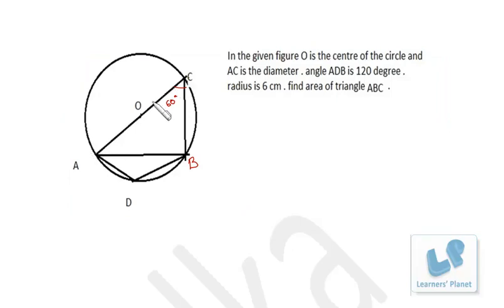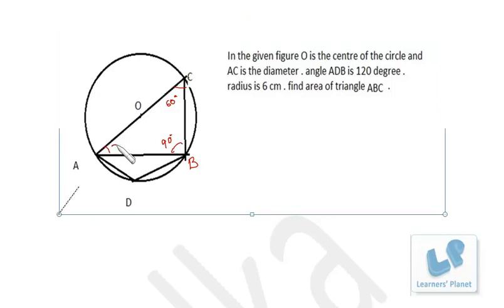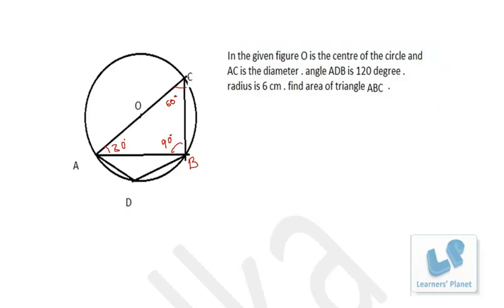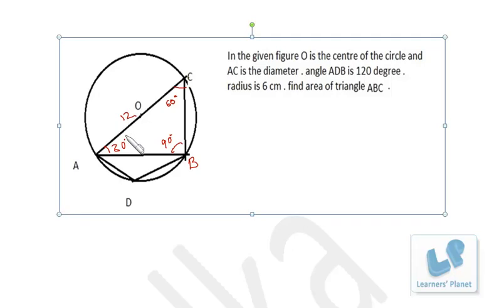Similarly, AC is diameter. That means this angle B is the angle on semicircle. That means it has to be 90 degree. So it is a 90, 60, 30 triangle. Okay. Now radius of the circle is given, that is 6 centimeter. That means AC must be 12 centimeter. That means hypotenuse of this triangle is 12 centimeter.